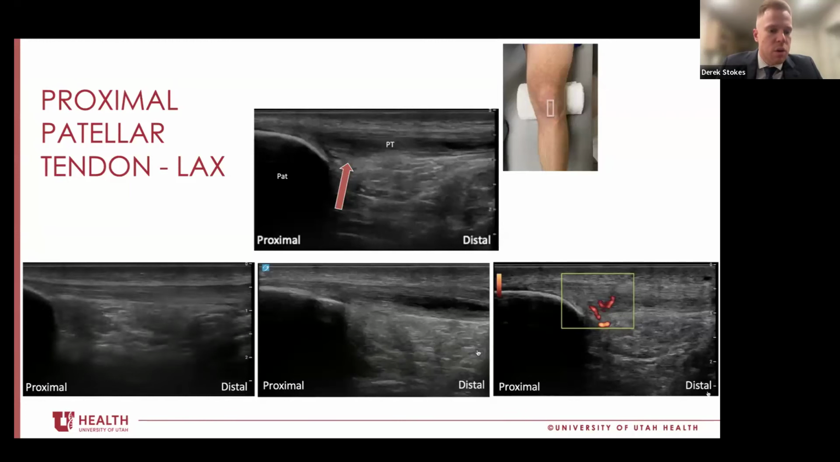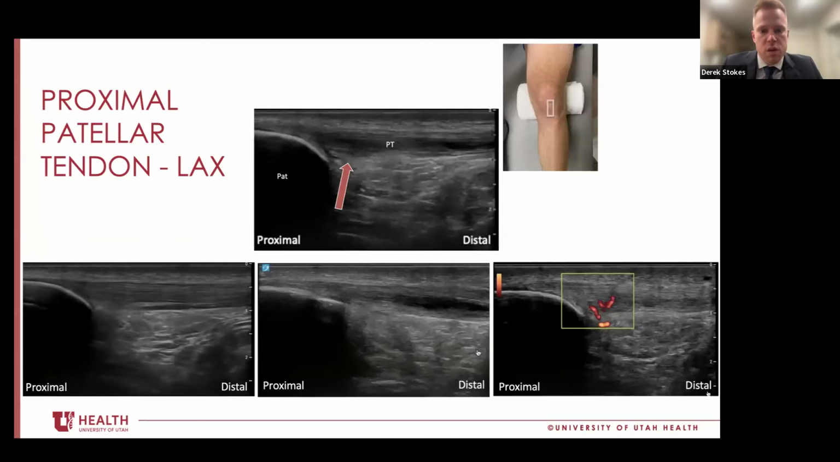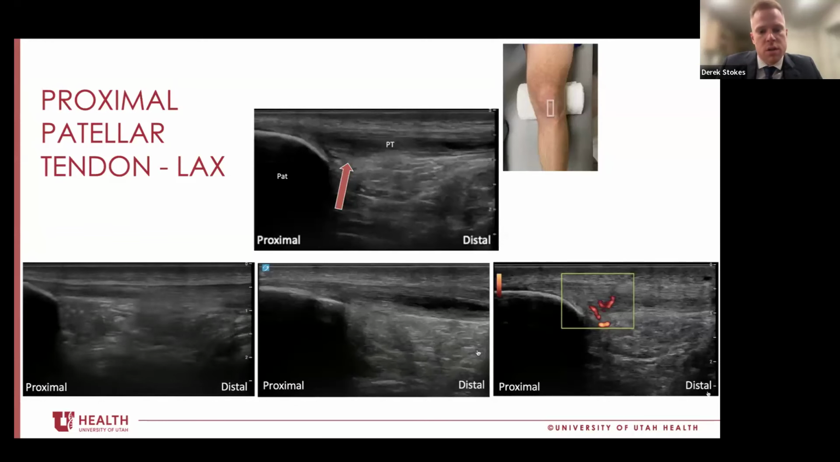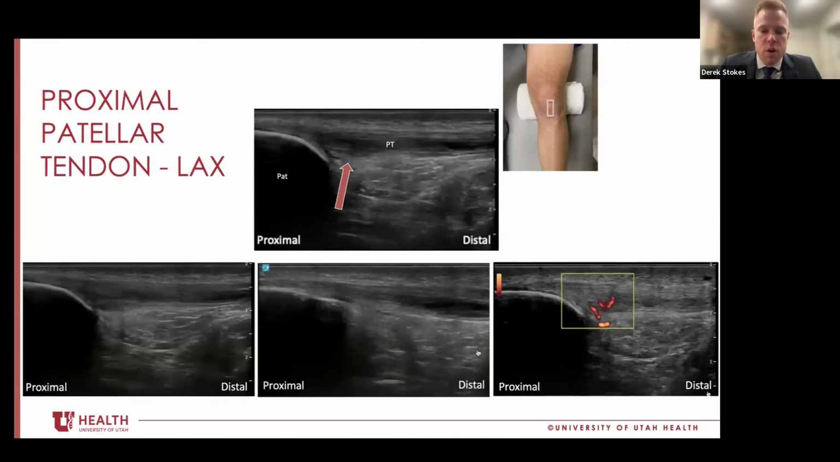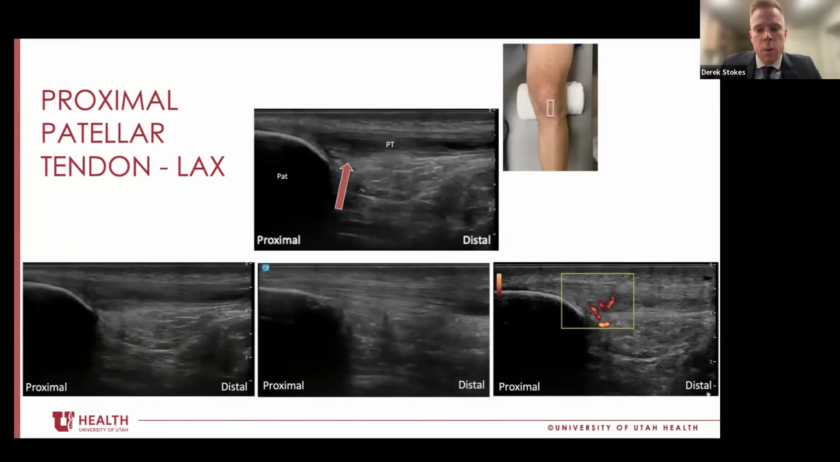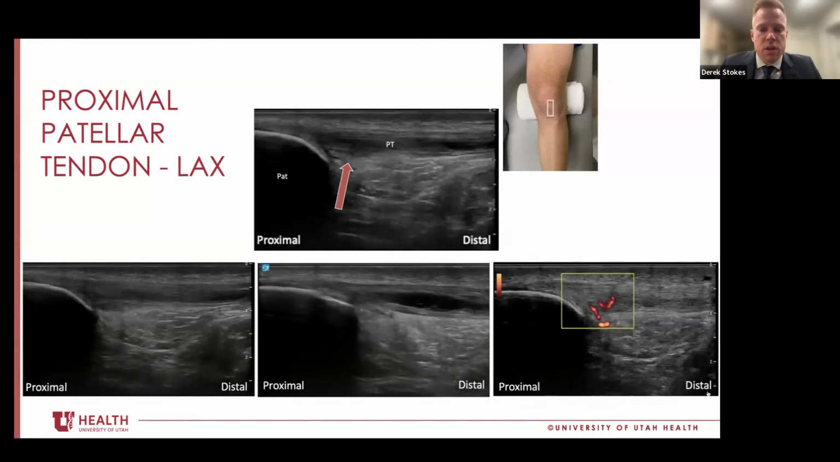At the beginning of the video is really where you see the majority of the thickening and the hypoechogenicity present. The middle video is going to focus more on this anechoic defect, which we'll look at in further detail on the next slide. But we can really see how proximal this extends and how we have fibers both above and below this cystic defect.